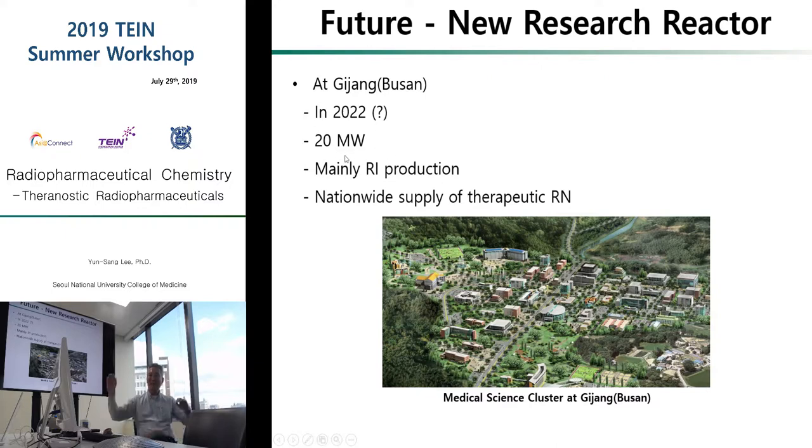But still, that power is not so high, 20 megawatts. So I think this research reactor is only for radioisotope production, so it can make molybdenum 99. I think the main purpose is molybdenum 99 or technetium 99 generator, and the other purpose is lutetium, indium, and other kinds of therapeutic radionuclides that can be produced there. So I think this is just the starting point of new radionuclide production.